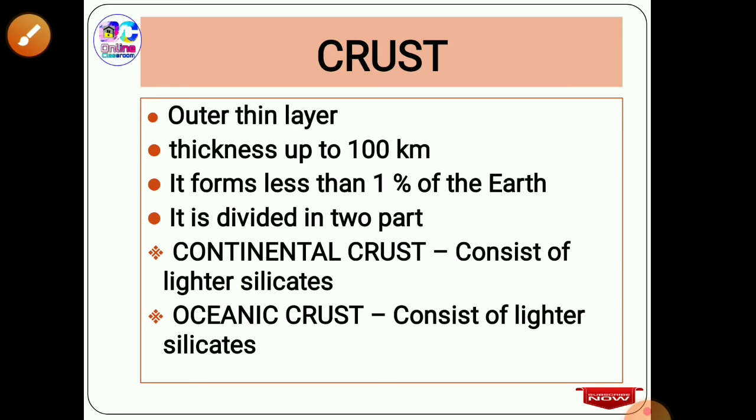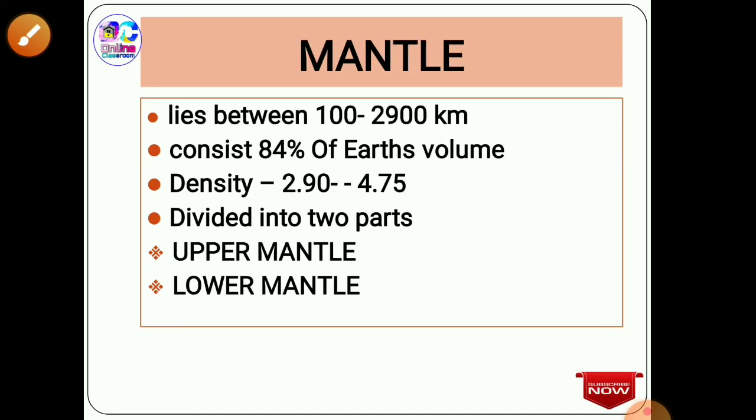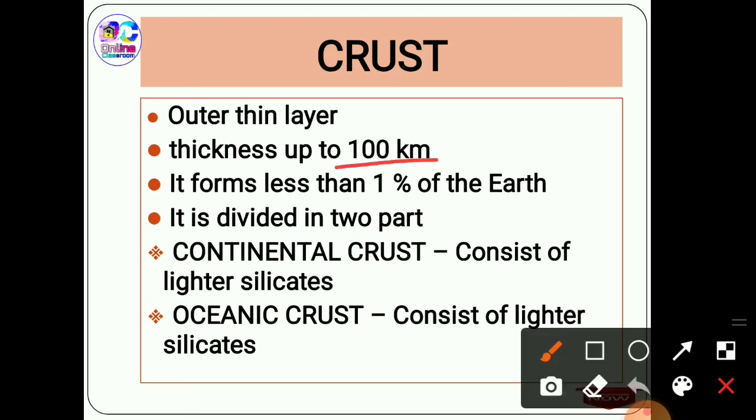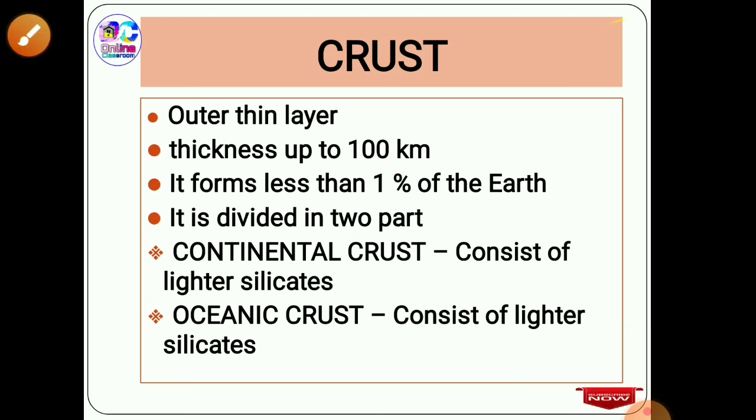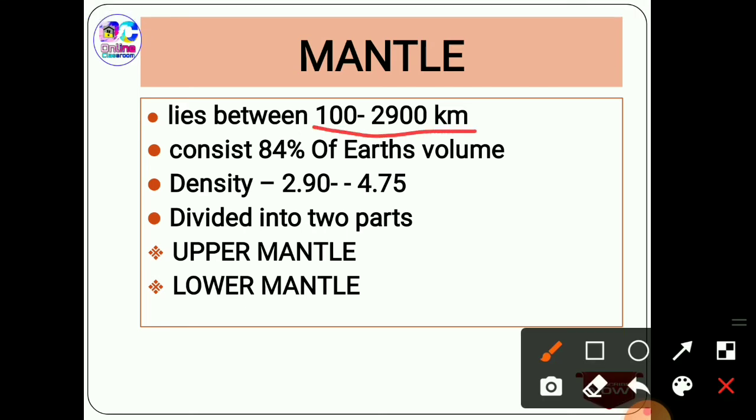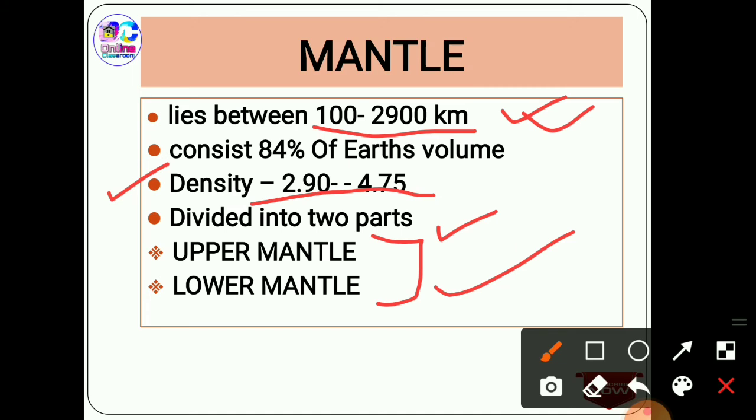Next we are going to talk about the mantle. We have already noted that the crust ends at a thickness of 100 km. So the mantle starts from 100 km and extends to 2900 km. Here the density is about 2.90 to 4.75, and it has been divided into two parts: the upper mantle and the lower mantle. You don't need to learn the features of the upper and lower mantle in detail. What you need to learn is the depth, that is between 100 and 2900 km, and the density, which is about 2.90 to 4.75.